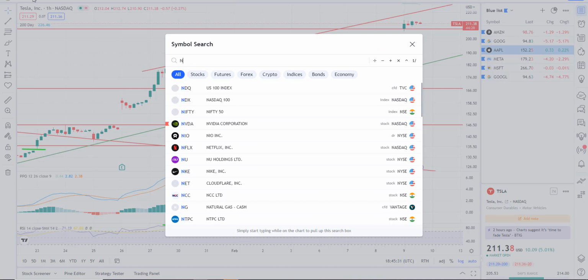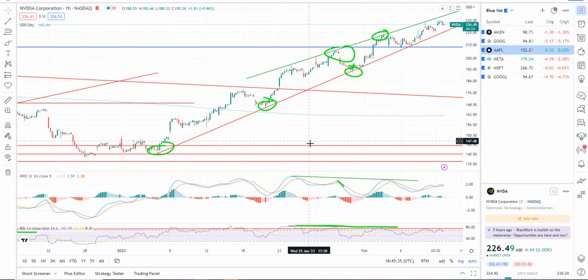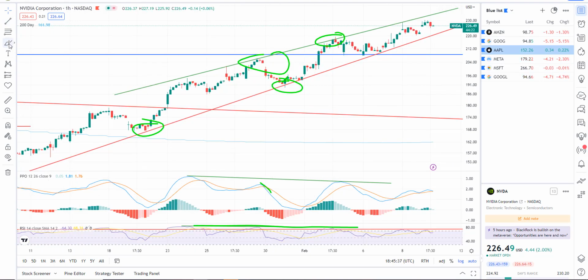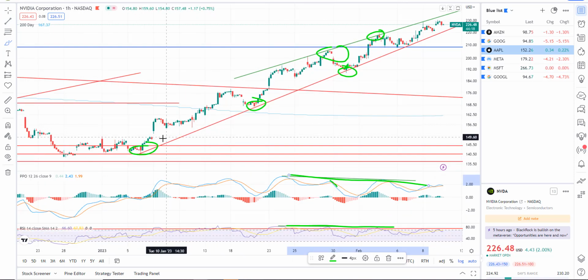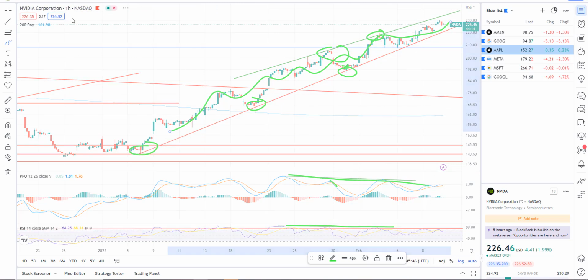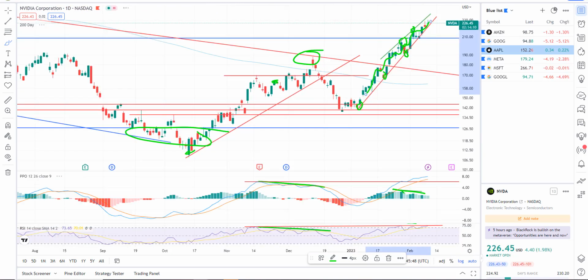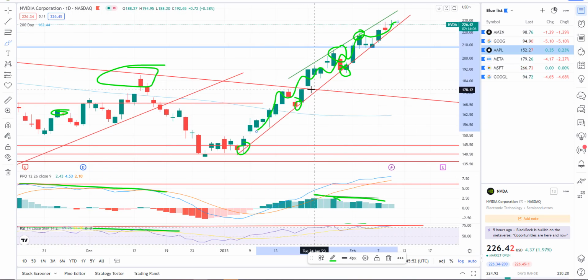Okay, semiconductors. They're looking pretty interesting for shorts. NVIDIA. This one, and I've talked about this for a while, we've got on the hourly chart negative divergence. There it is right there. Okay, again, this looks very similar to Tesla. We've been just marching up this upward channel. If I go to the daily chart, no real negative divergence on the daily, just the hourly.